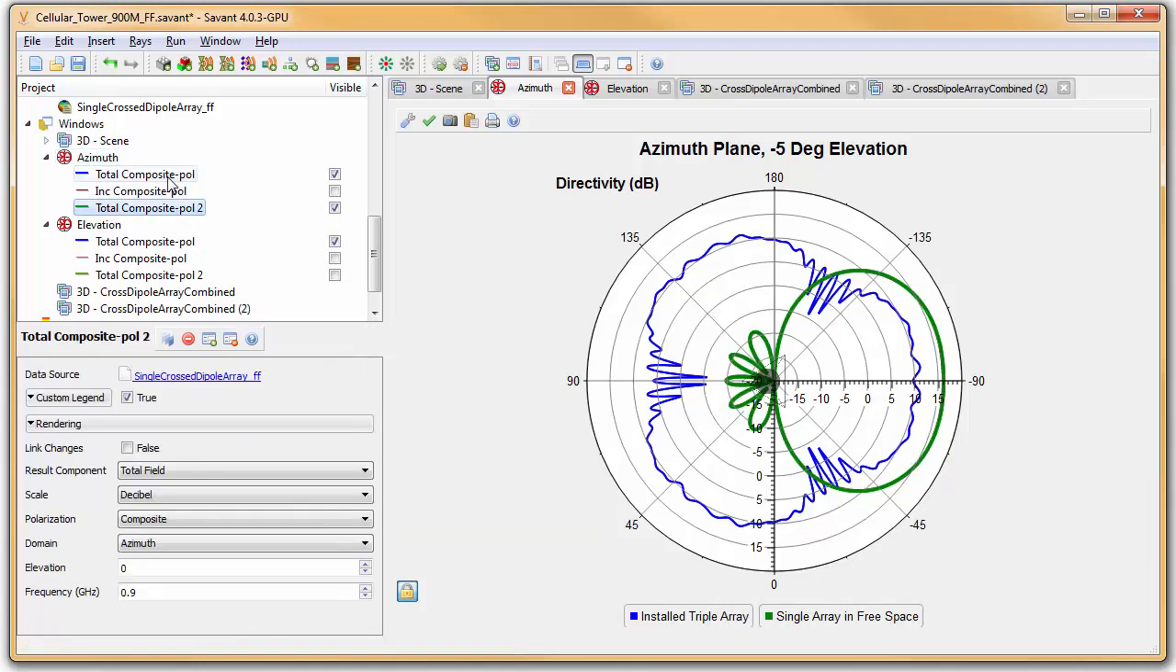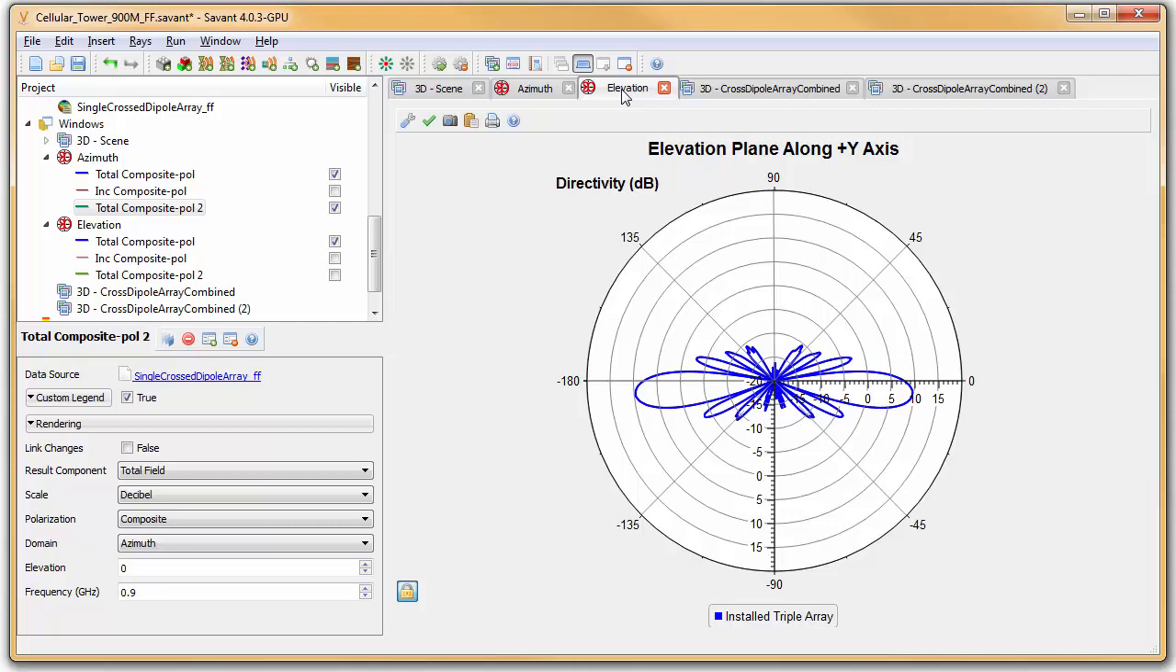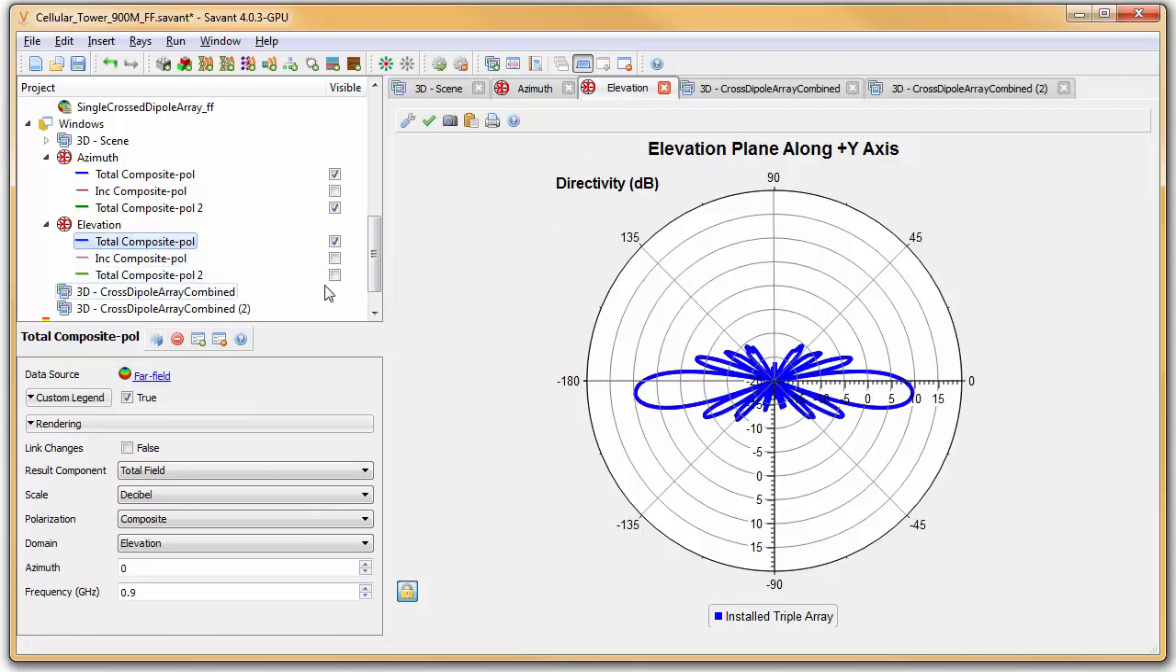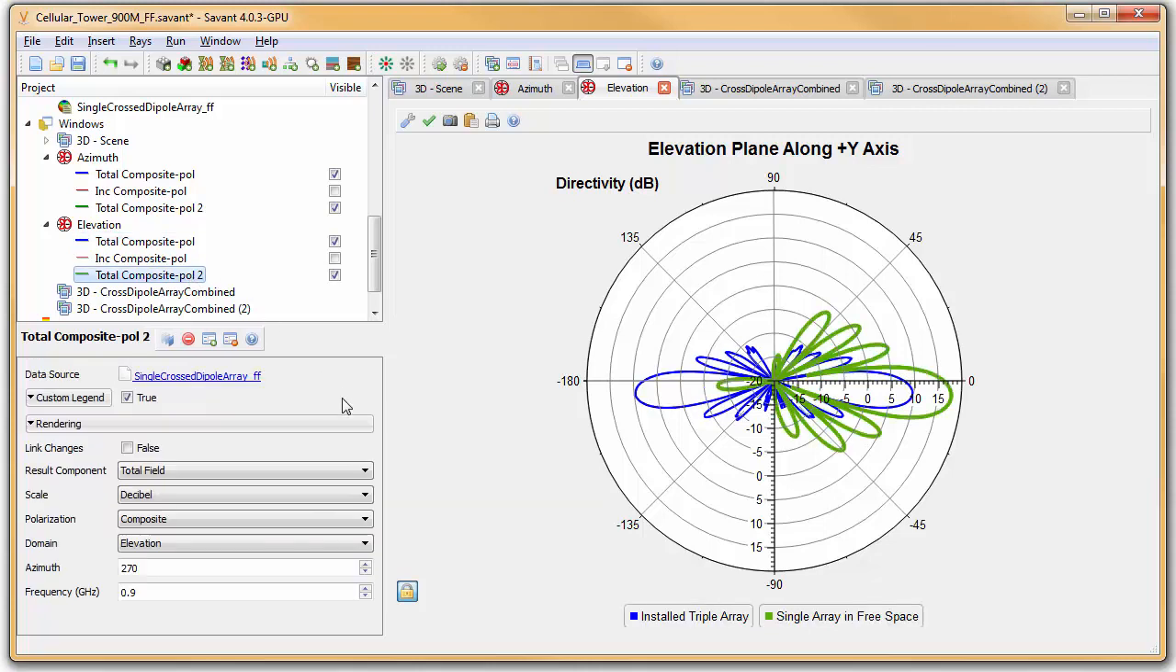We can also view the elevation pattern cut for the full array and overlay on it the same cut from the single array simulation. Directivities are lower for the full array since we have what are effectively three main beams, but differences in the pattern makeup for the installed arrays do exhibit some significant differences.